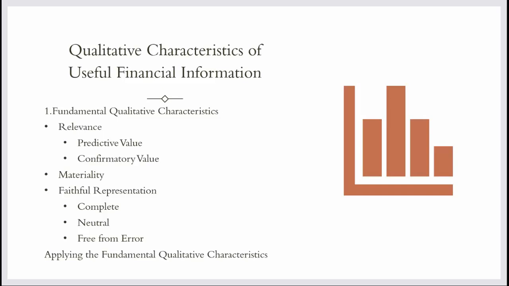Relevance. Explanation. Relevant financial information is capable of making a difference in the decisions made by users. Information can be relevant even if some users choose not to take advantage of it or are already aware of it from other sources. Financial information is relevant if it has predictive value, confirmatory value, or both.